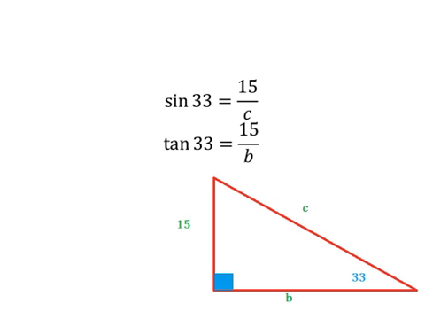Okay. And if it was tangent, you'd do the same thing. You'd end up with tangent 33 equals 15 over B, because it's the opposite over the adjacent. Okay. And then you go through and solve for that missing variable. Okay. And that's how you find your missing sides.